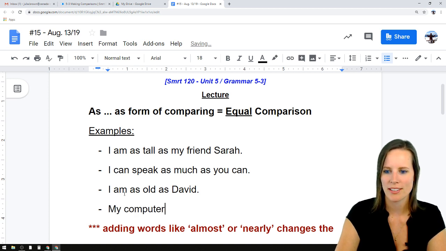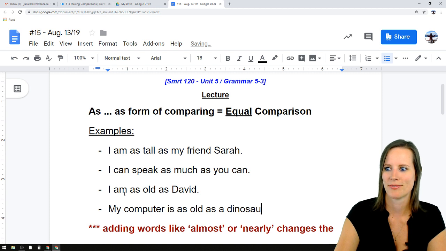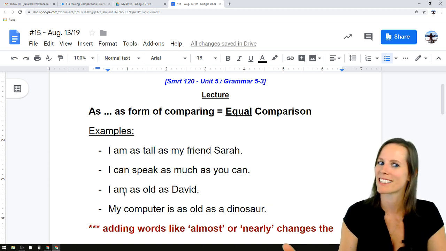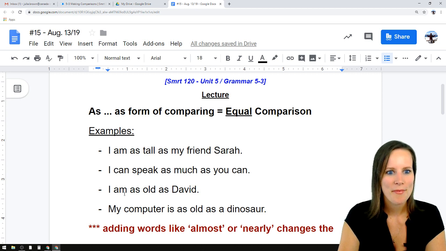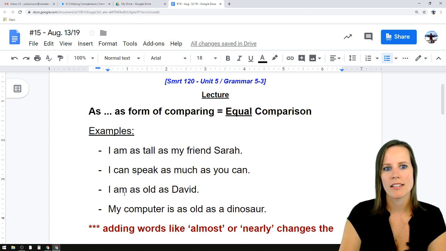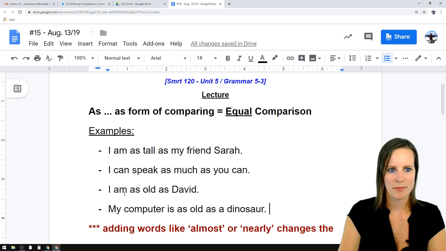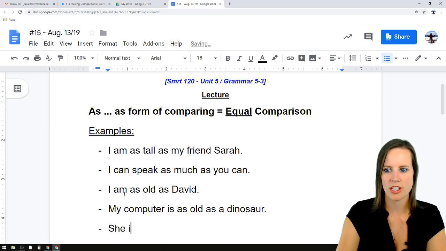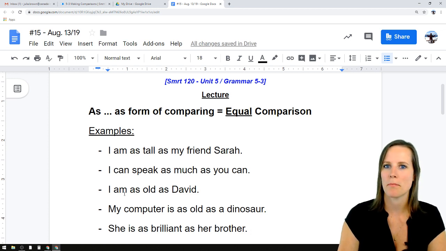My computer is, don't forget your be verb, is as old as a dinosaur. Very old. Maybe you need a new computer, but if it's working, it's good. Yeah, Khaled, it's true. That is a sort of comparison. You're correct on that, for sure. Perfect, Jacqueline. Good adjective. She is as brilliant as her brother. Good. Brilliant. Great adjective. That means very, very smart. Very intelligent.